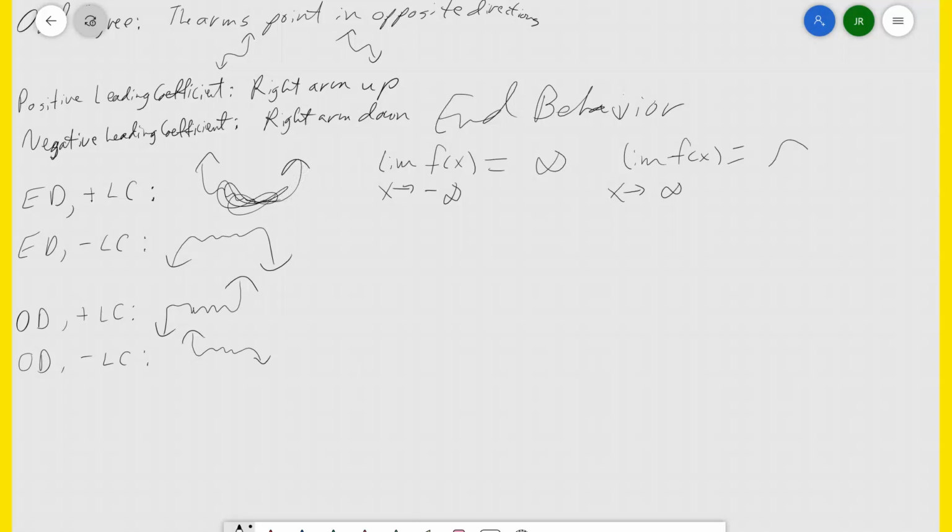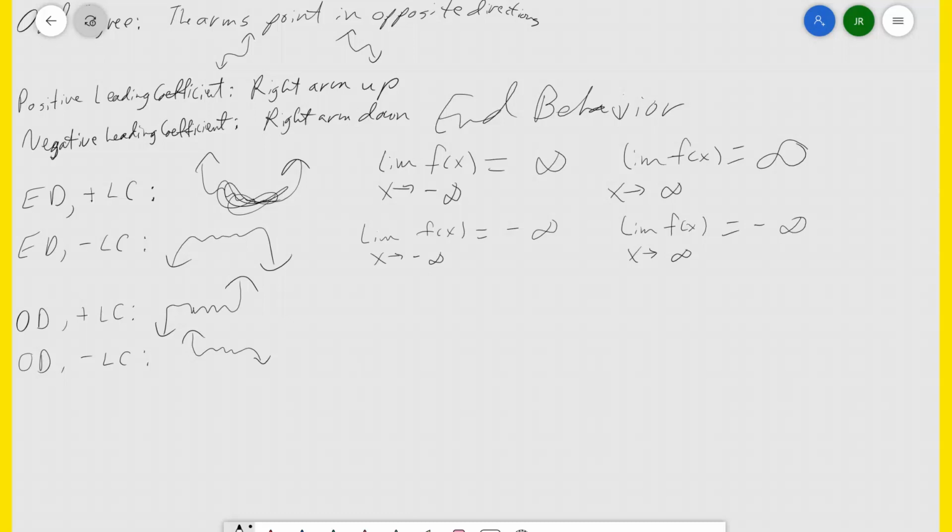It's going up to infinity. So it's going to be infinity and infinity for that one. What about for this one? The limit of f of x as x approaches negative infinity is what? So we look at the left arm. Where is the function going vertically on the left arm? Negative infinity. And the limit of f of x as x approaches positive infinity. Now you're looking at the right arm. What's it going to be? It's also going to be negative infinity.